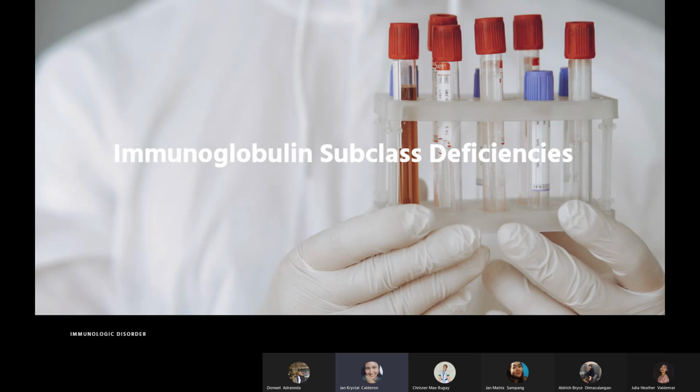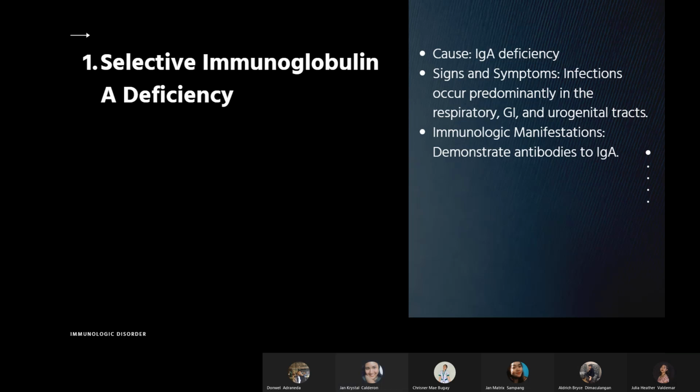For the immunoglobulin subclass deficiency, first we have selective immunoglobulin A deficiency. Its cause is IgA deficiency. Signs and symptoms: infections occur predominantly in the respiratory, GI, and urogenital tracts. Immunologic manifestations: up to 44% of patients with IgA deficiency demonstrate antibodies to IgA.